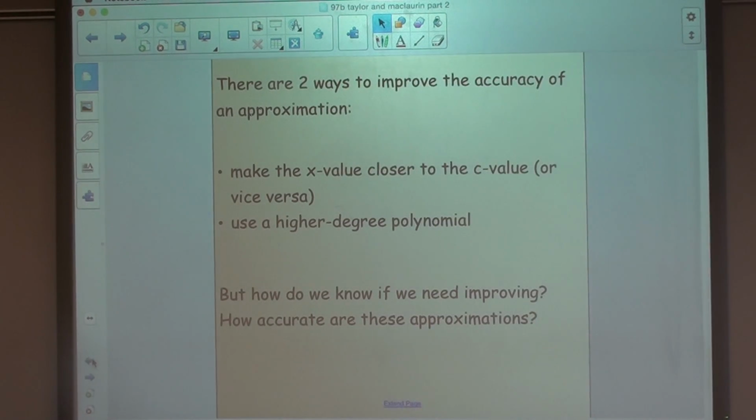So, we have that approximation, but how good is it? There's a couple ways to improve the accuracy of an approximation. One would be to move the x value closer to the c value, or vice versa, and another would be to use a higher degree polynomial. But how do we know if we need a higher degree in our polynomial? How do we know how close we are to the actual answer?